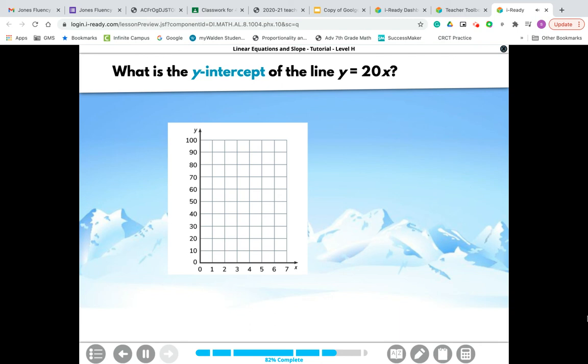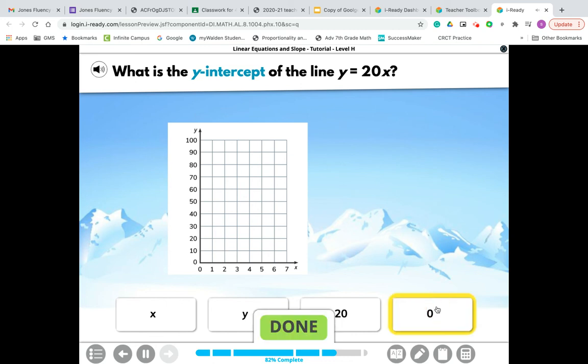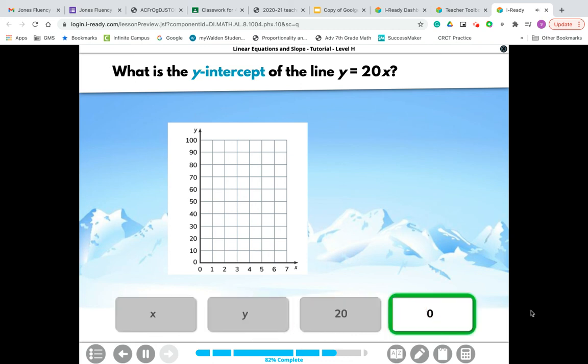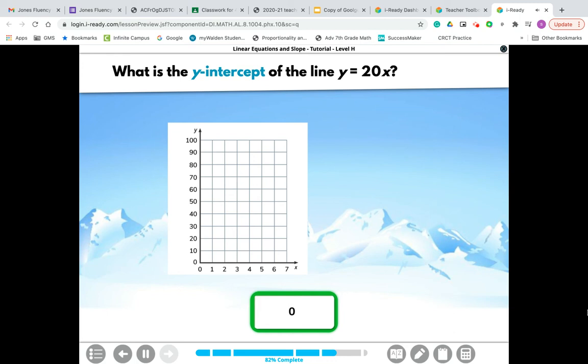What is the y-intercept of the line y equals 20x? Right. When an equation is written in the form y equals mx plus b, b is the y-intercept. The equation y equals 20x is just a simplified form of the equation y equals 20x plus 0. So 0 is the y-intercept.